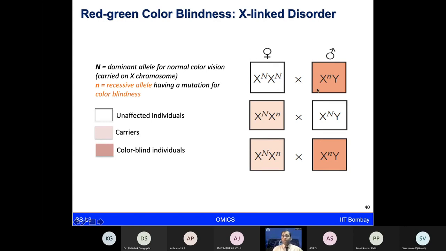So here there are three possibilities. The female is normal and the male is colorblind. So at the time of marriage, the female was normal, the male is colorblind. Or the female is a carrier. You can't see that she is carrying this trait, but she is actually carrying this problem, but not apparent, not dominant, and the male is normal. Or the third possibility could be that the female is a carrier of color blindness and the male is actually colorblind, right? So these could be the possibilities.